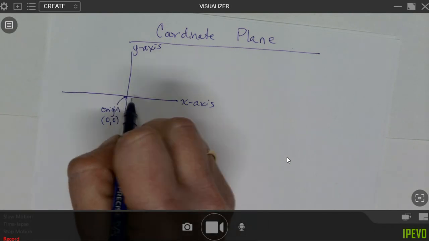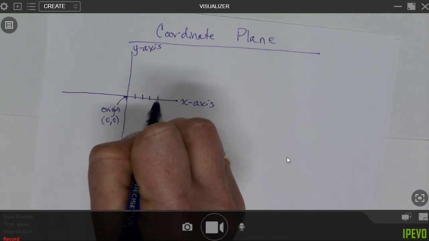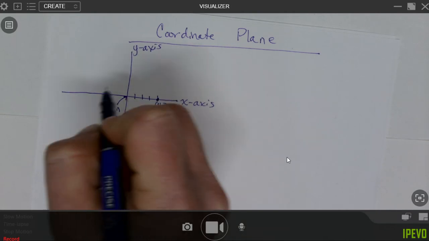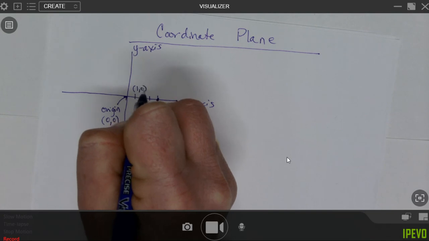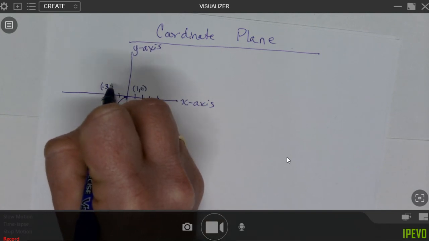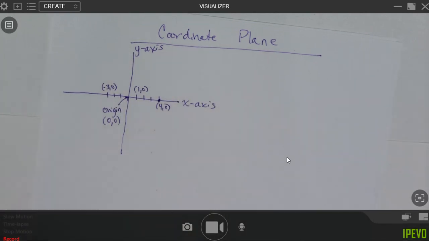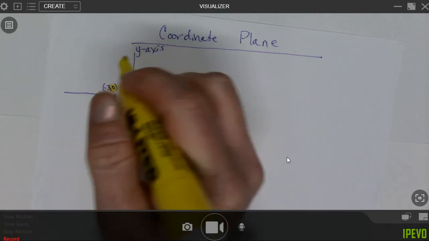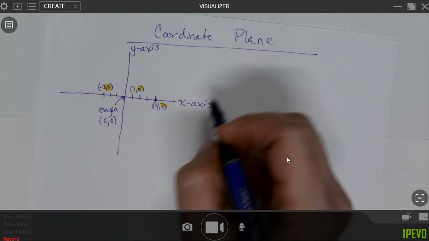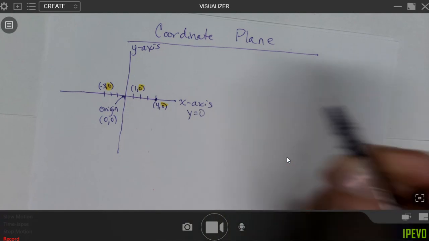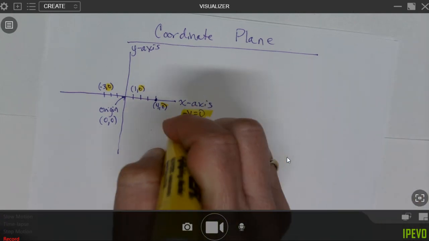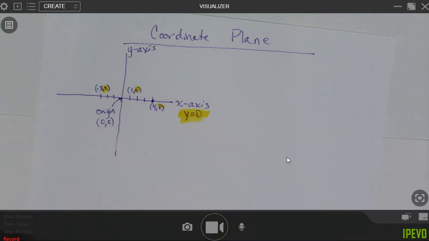Interestingly enough, any point along here, if we just name a couple of points, like this is 4, 0, this point here would be 1, 0. If I go back this other direction, I have negative 3, 0. Do you notice in every single one of them, y is 0. So if you were on the x-axis, y equals 0. It's a critical point that's used later on. Just something good to think about.